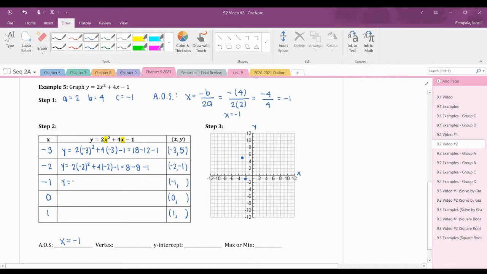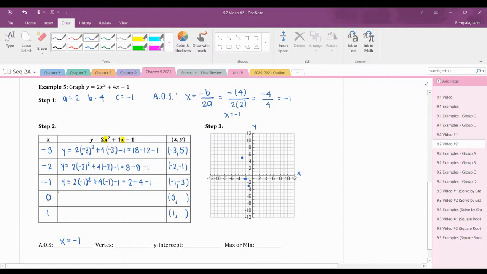Okay, now I'm going to plug in -1. So we'll have 2 times (-1) squared plus 4 times -1 minus 1. So (-1) squared is 1, times 2 is 2. 4 times -1 is -4, minus 1. Looks like that's going to give me -3. So -1 means I move 1 to the left, and then -3 means we move down 3.